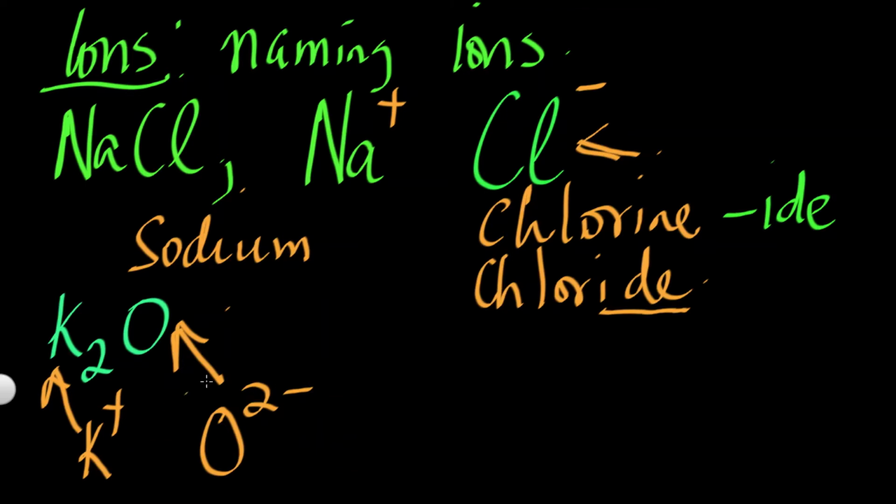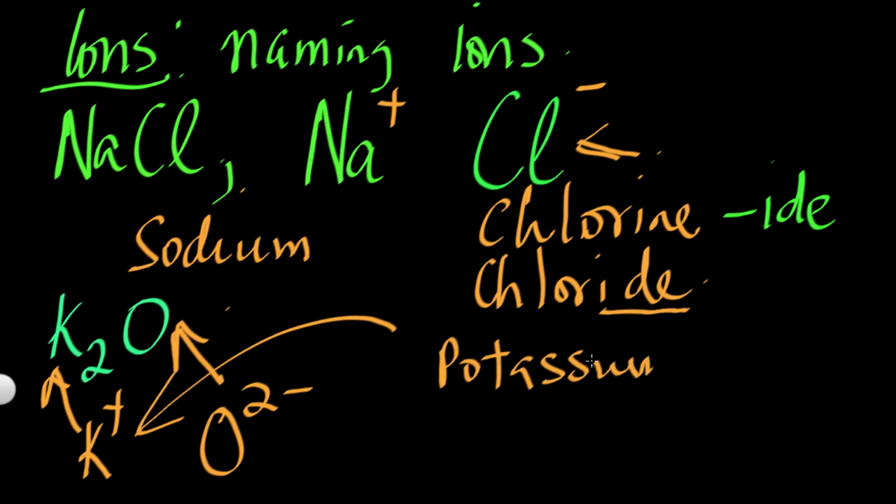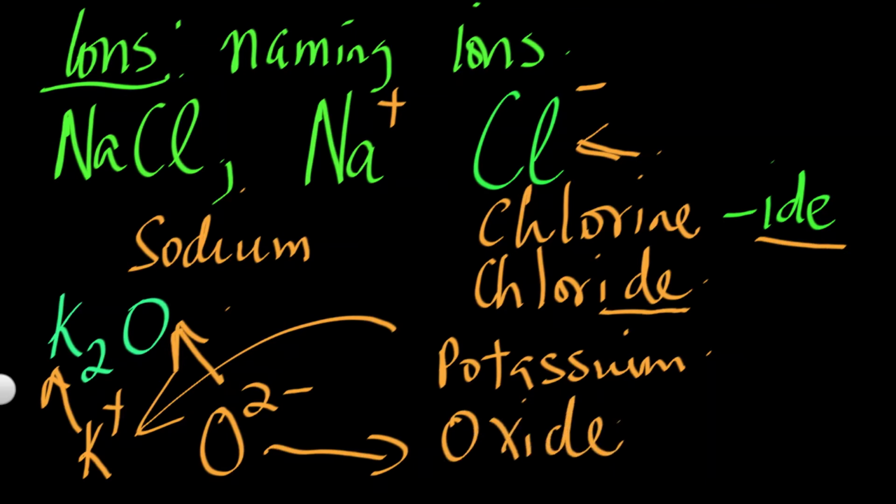Potassium is named as it is. It remains potassium. So the metallic element retains the metal name. If it was potassium, it remains potassium. It doesn't matter that it is now an ion, it remains potassium. But the oxygen is no longer oxygen. It now ends with IDE. It's now called oxide. So the name here is potassium oxide, and here the name is sodium chloride. This is how we name these compounds.